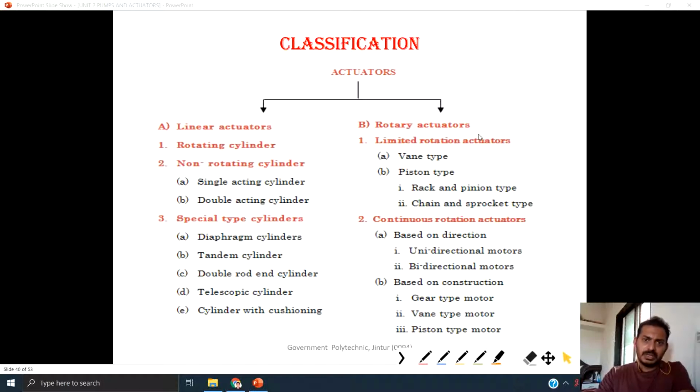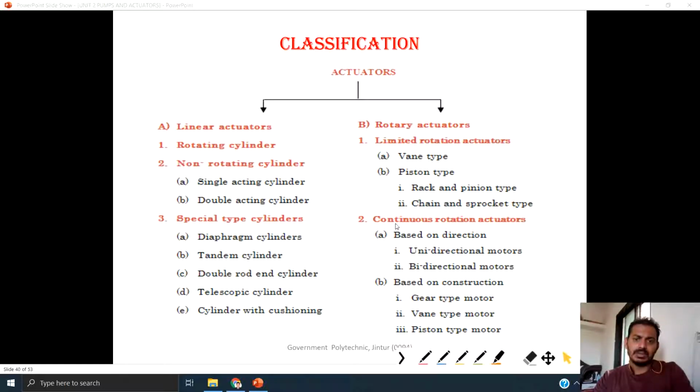Today we are going to see actuators, rotary types of actuator, in this lecture. So what are the various types of rotary actuator? Limited rotation actuator and the continuous rotation actuator. In the limited type, vane type and piston types of actuators are there. So we will see in detail.